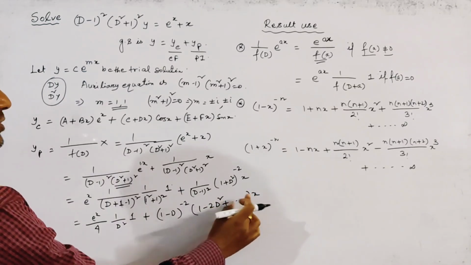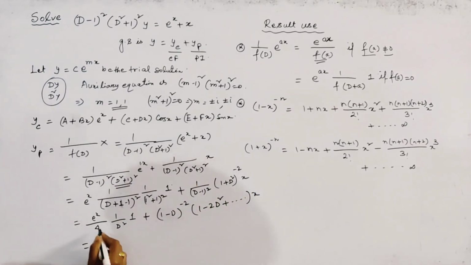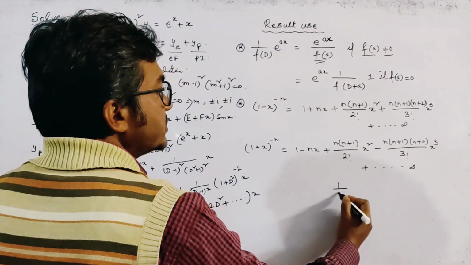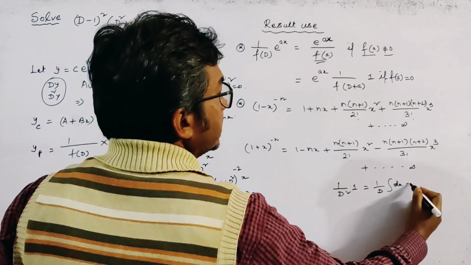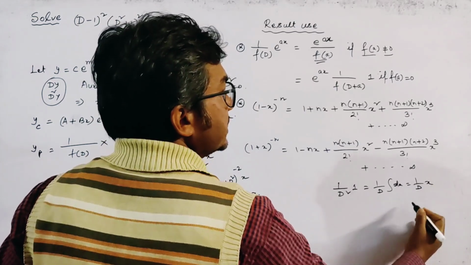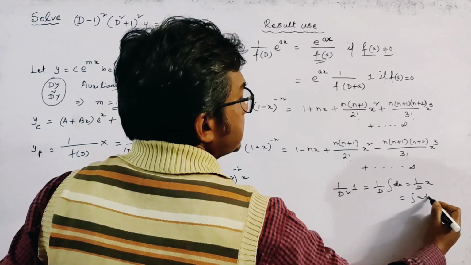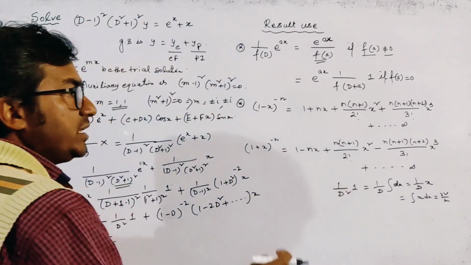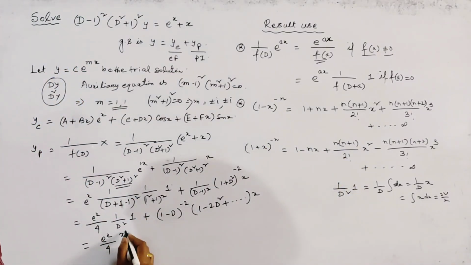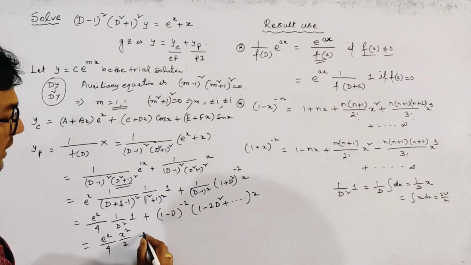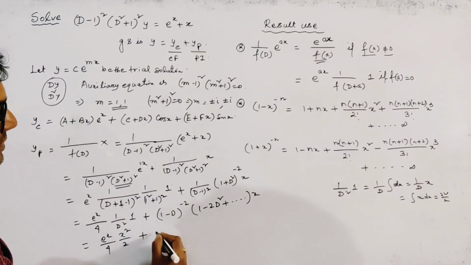Now if we operate x on this, from the first term we get e to the power x by 4 and 1 by D square into 1, this is 1 by D into integration dx, this is 1 by D into x, and again integration x dx, so x square by 2. 1 by D means reverse of derivative, this is integration, so we get from here, this is x square by 2. Okay, this is the first term.